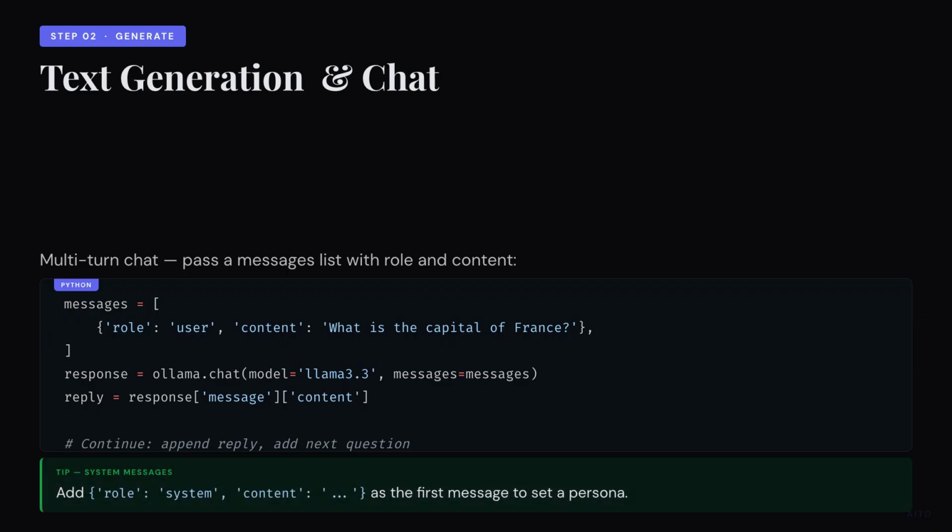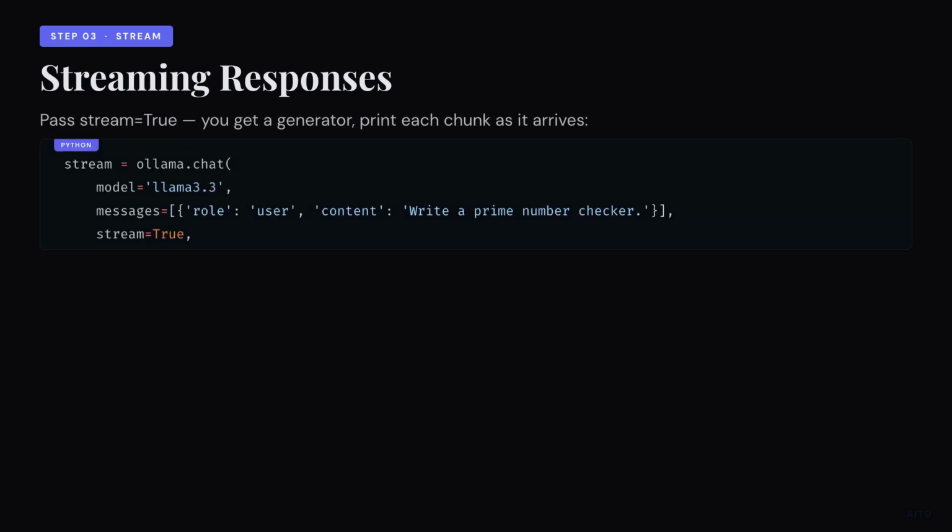To give the assistant a persona, add a system message as the very first entry in your messages list before any user turn. Streaming prints tokens as the model generates them instead of waiting for the full response. Your app feels much faster because the user sees text appearing immediately. To enable it, pass stream equals True to the chat function. You get back a generator. Loop over it and print each chunk's content as it arrives. Pass flush equals True to your print call, so output appears right away instead of buffering.